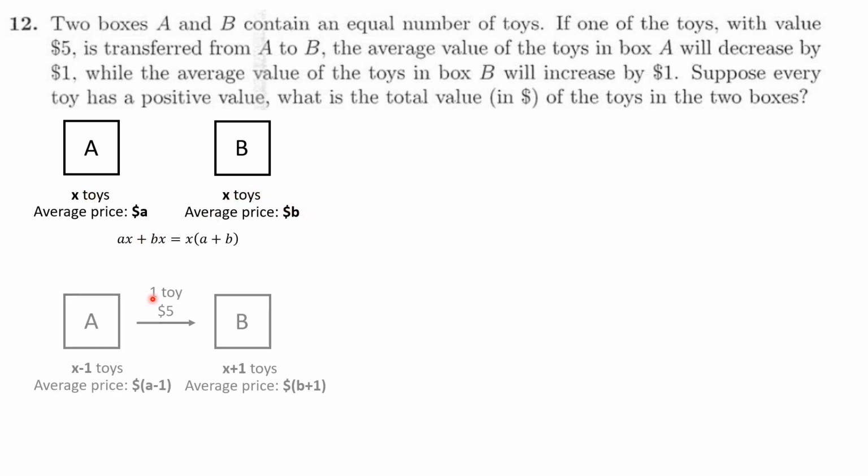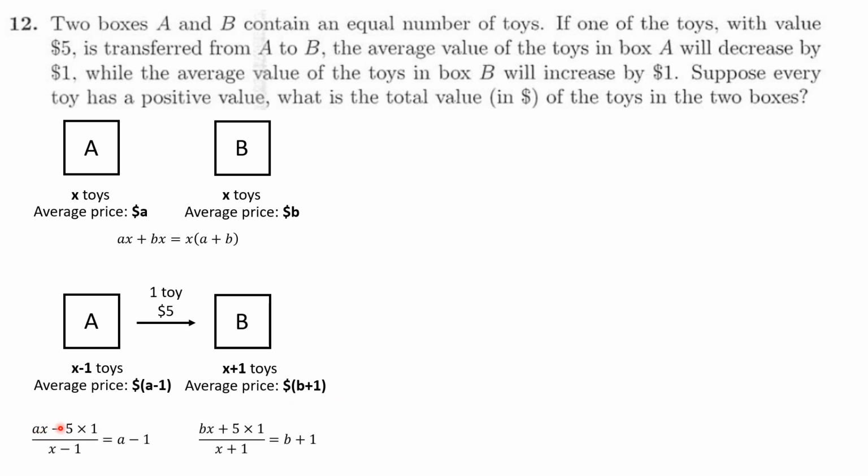Now what we're going to do, we're going to take a toy that costs $5 and move it from box A to B. So the number of toys in box A is X minus 1, and the number of toys in box B is X plus 1. Now the average price here is A minus $1, and here the average price is B plus $1. Well, what does this mean?